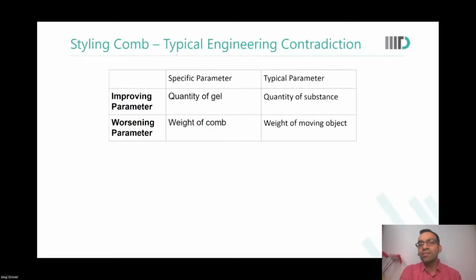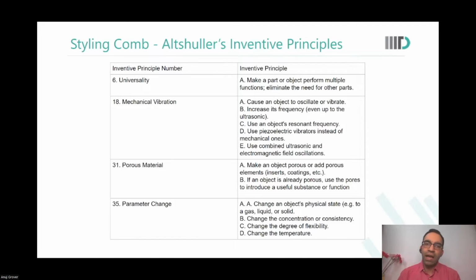We come to a typical engineering contradiction where we say quantity of gel is something like quantity of a substance, weight of comb means weight of moving object. And you look at the table and you see that these are the 4 principles which are commonly used to solve the problem. You could use universality, you could use mechanical vibration, porous materials, or parameter change.